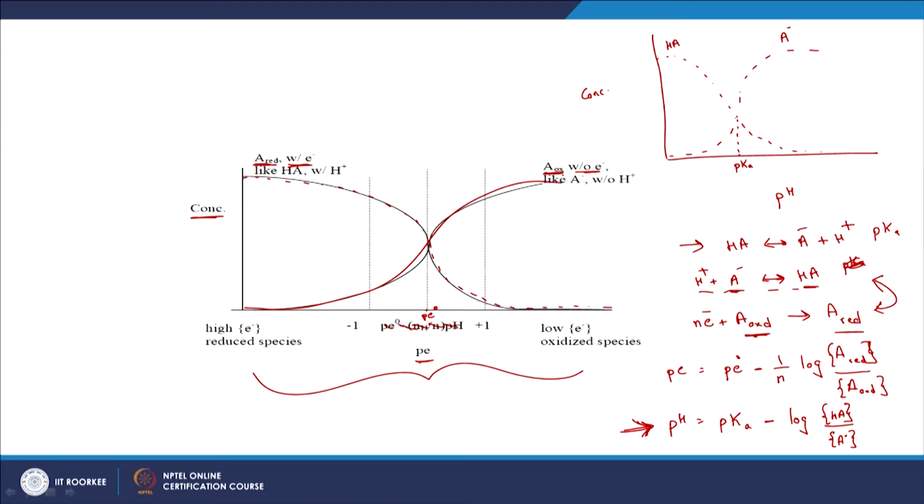And what do you see now when Pe is less than Pe naught, in this region? This is the Pe x axis, and this is my Pe naught. In this particular region, which form obviously predominates? It is the reduced form. And why is that? Pe less than Pe naught means high electron activities, and thus obviously the reduced species would predominate.